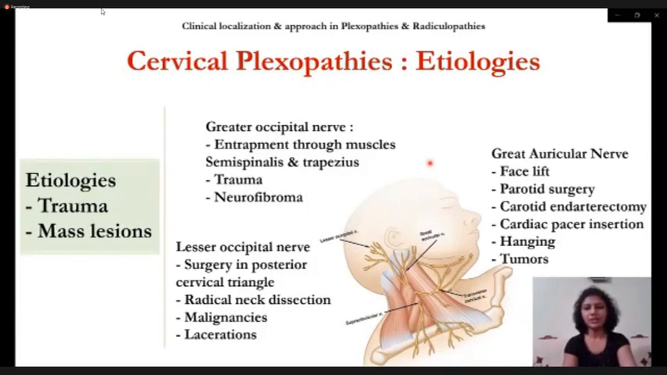The individual branches of the cervical plexus may also be damaged in specific situations. For instance, the great auricular nerve may be damaged during surgical procedures to the face or neck, such as facelift or parotid surgery. The lesser occipital nerve may be injured during surgical procedures involving the posterior cervical triangle, such as a radical neck dissection. The phrenic nerve, on the other hand, is more likely to be injured by a lesion in the mediastinum rather than by damage to the cervical plexus itself.